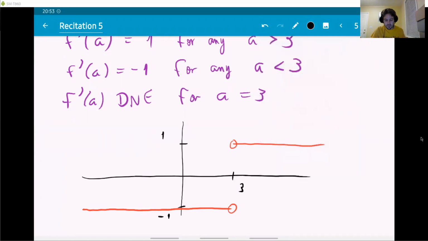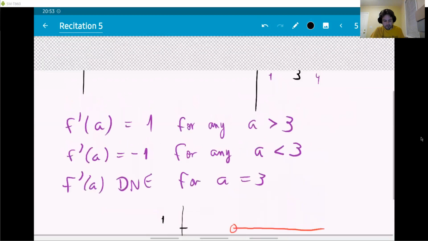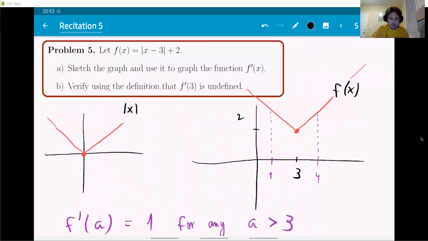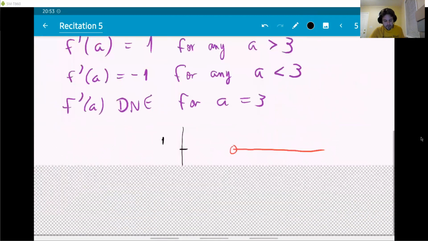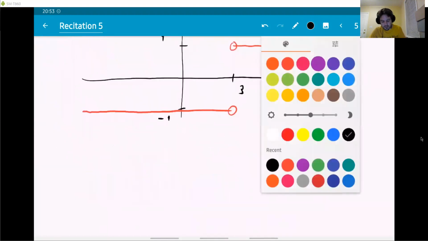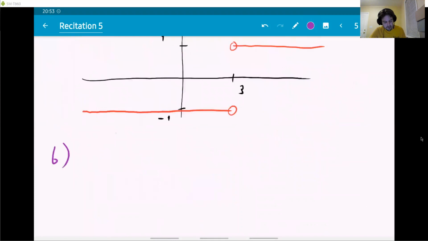Now item B, we'll talk about the same function. It will actually verify by the definition. Verify using the definition, which means the limit, that f prime of 3 is undefined, as we already guessed from the graph. So we have to try to compute f prime of 3 in this problem to see that it's actually nonexistent. What is f prime of 3?